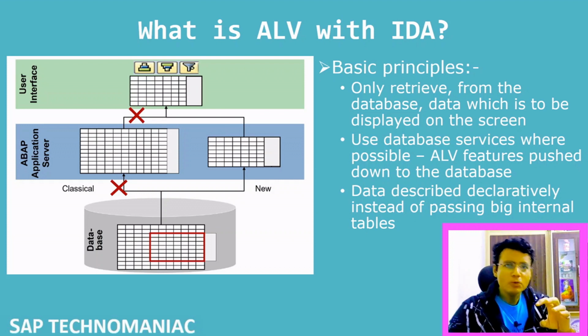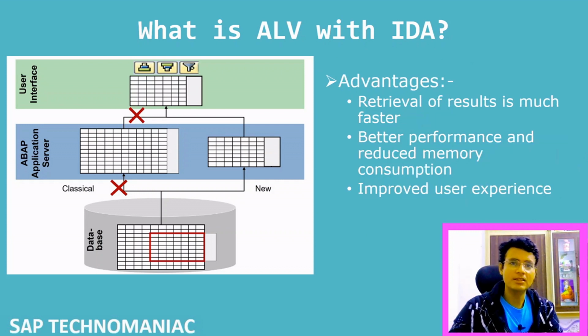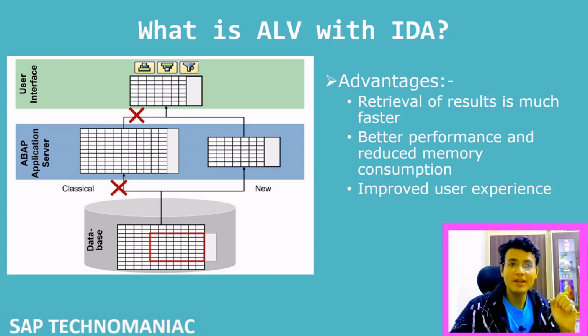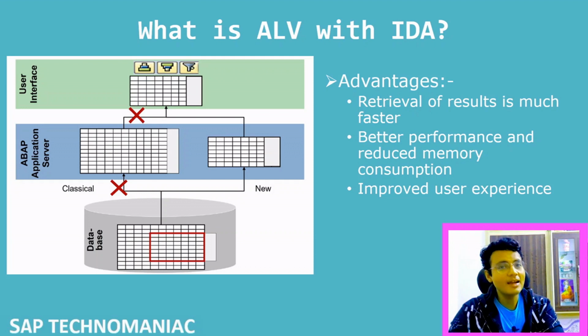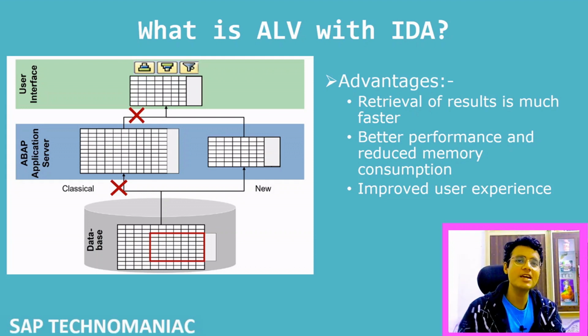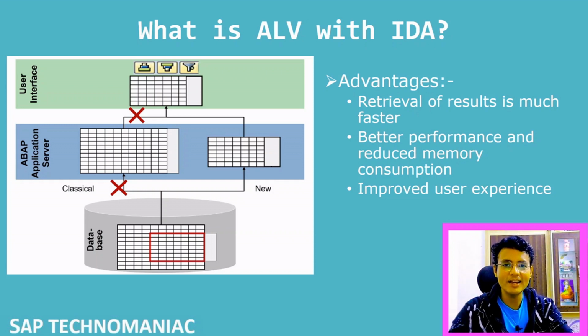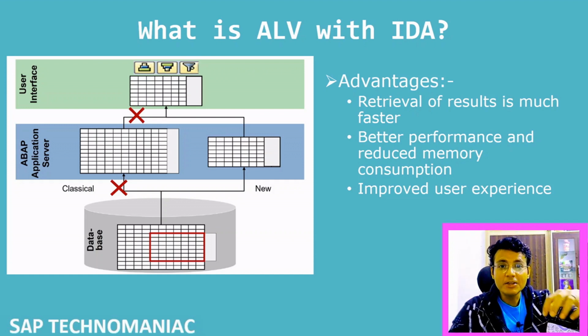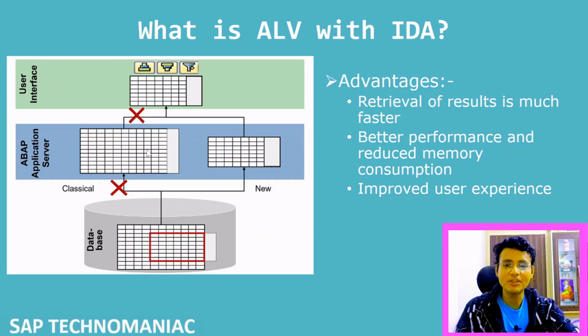But when we do this kind of thing, what is the advantage? First advantage, retrieval of the result will be much faster, because in this case, instead of getting 1000 entries from the database, we get only the 100 entries which we are displaying on the screen. So data retrieval will obviously be faster, with better performance, and we will have reduced memory consumption. In the application server we need only the 100 entries, no need to retrieve thousands of entries and put them in the application server.